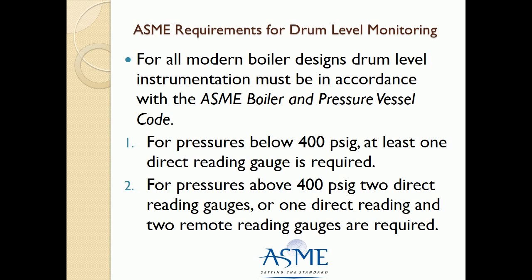ASME requirements for drum level monitoring. For all modern boiler designs, drum level instrumentation must be in accordance with the ASME boiler and pressure vessel code. For pressures below 400 pounds per square inch gauge, at least one direct reading gauge is required. For pressures above 400 pounds per square inch gauge, 2 direct reading gauges, or 1 direct reading and 2 remote reading gauges are required.